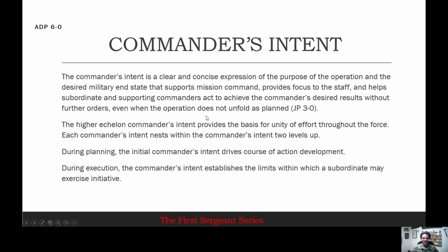So the commander's intent, like I said, is a clear, concise expression of the purpose of the operation and the desired military end state that supports mission command. It provides focus to the staff and helps subordinates and supporting commanders act to achieve the commander's desired result without further orders, even when the operation does not unfold as planned. Higher echelon commanders' intent provides the basis for unity of effort throughout the force. Each commander's intent nests with the commander two levels up. During planning, the initial commander's intent drives course of action development. During execution, the commander's intent establishes the limits in which subordinates may exercise initiative.